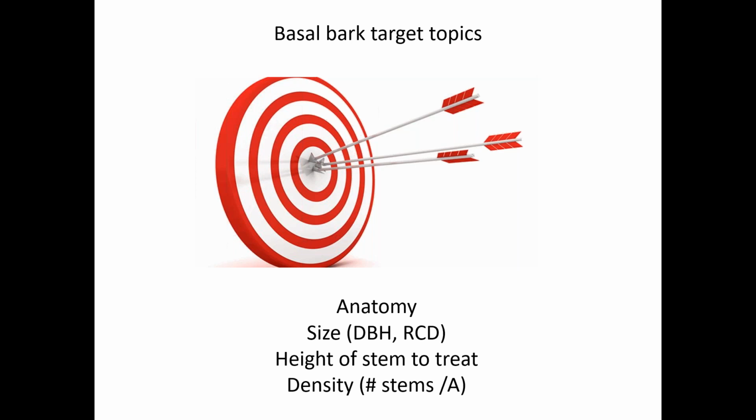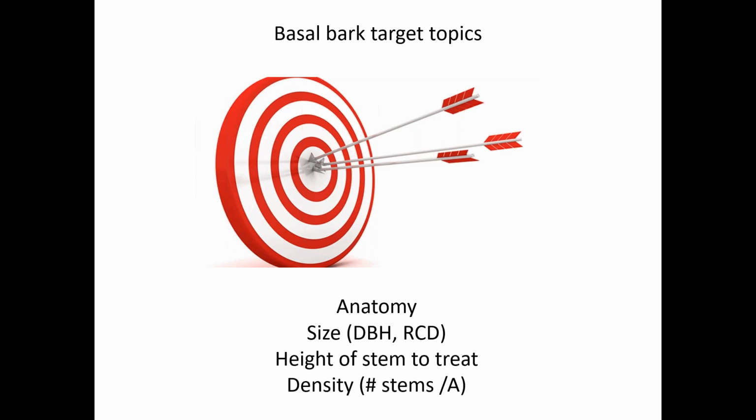What's the benefit? What's the difference in those? Why are they important? Where did they come from? Heights of stems to treat, there are questions about that that come up sometimes. And density, number of stems per acre. How many stems can we get away with this on a per acre basis?